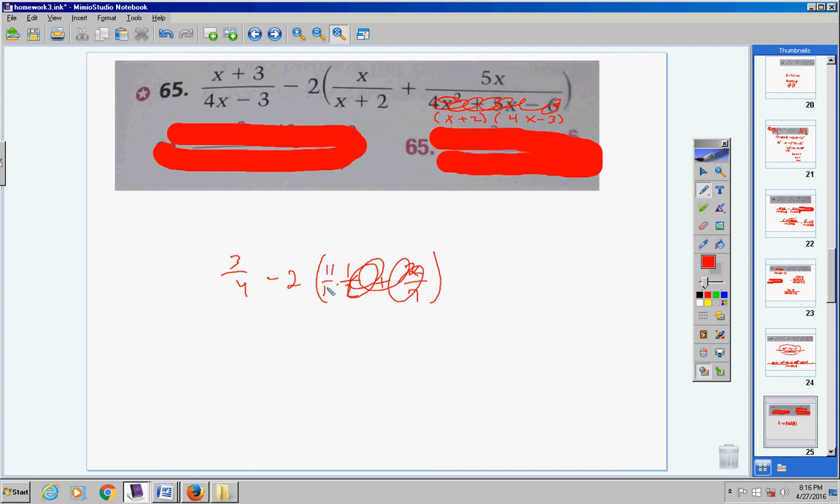You know what you would do? You would then take negative 2 times this. You would get negative 22 over 14. And then you would subtract those two fractions here. That's what we're going to do, okay?